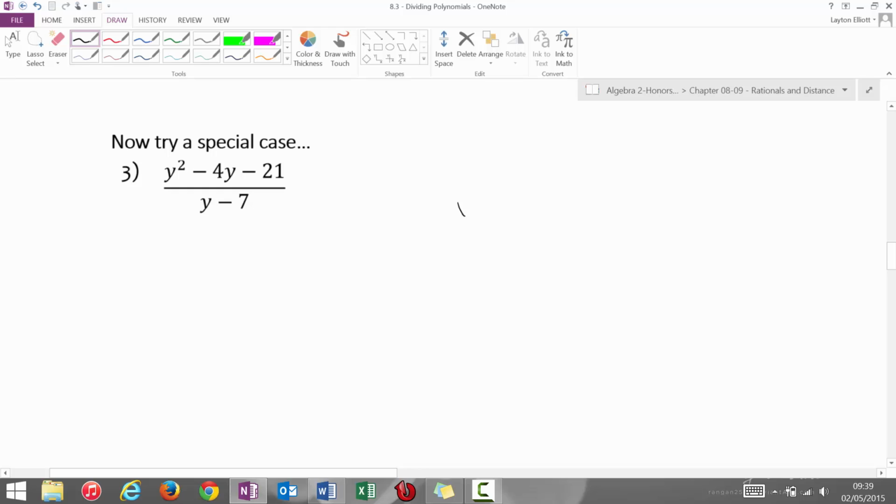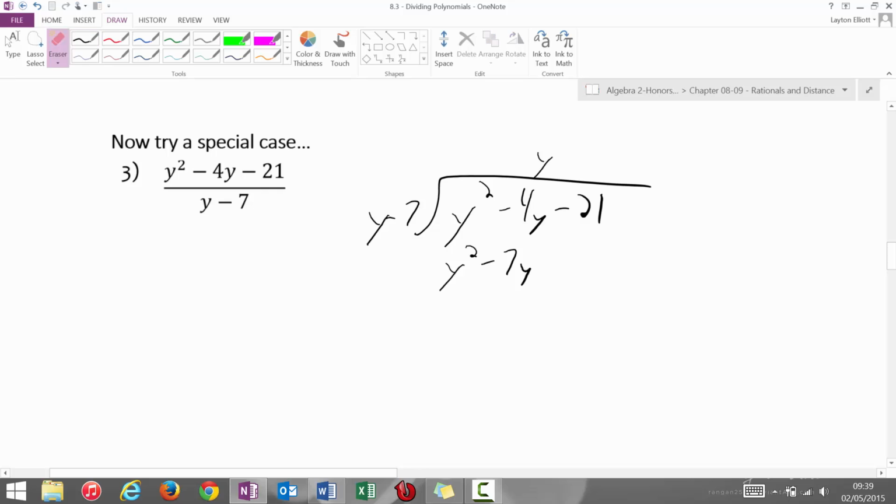Here's a special case of this. We're going to long divide y squared minus 4y minus 21 divided by y minus 7. So check the leading terms again. Y times y would give me y squared. So then I go ahead and multiply y squared minus 7y. Then I change the signs, so minus plus, add, and I get positive 3y. Bring down the negative 21. What do I have to multiply y by to get to 3y? It's a positive 3. Multiply 3y minus 21. Just for kicks, change the signs, minus plus, and I get a 0.